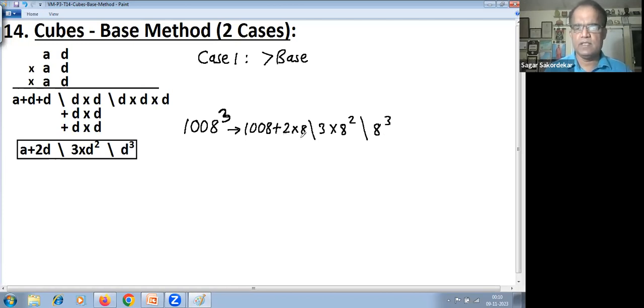Let's simplify. 16. 16 plus 8 is 24. So the left hand side here is 1024. 8 square is 64. 64 into 3. 3 fours are 12, so 2 carry 1. 3 sixes are 18, 18 plus 1 is 19. 192. And here 8 cube is 512.